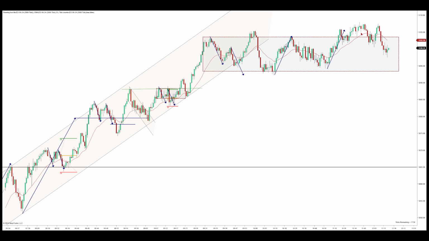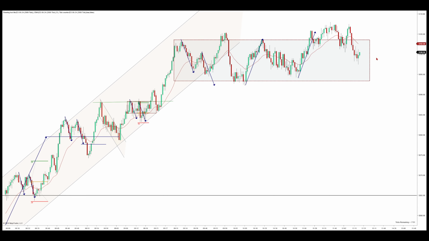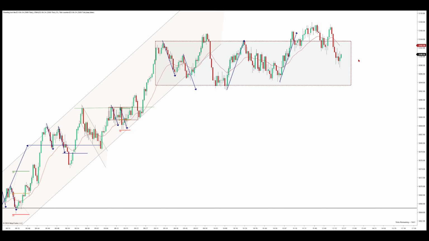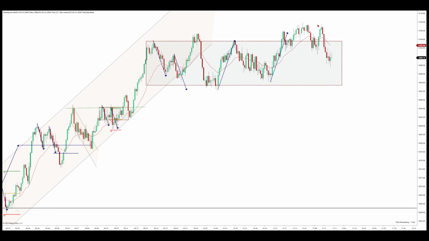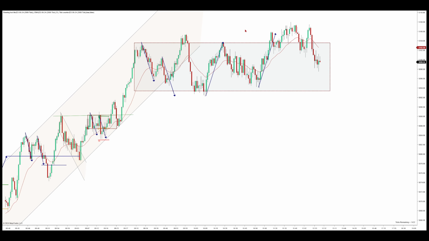Now, it ends up just getting very choppy right here. We could still get something. Right now we have these two legs pushing back in. We could get a failed second entry because this is a double top. If you have a double top, you just have to see how price reacts to the move down, but you can still get a couple legs back from here.